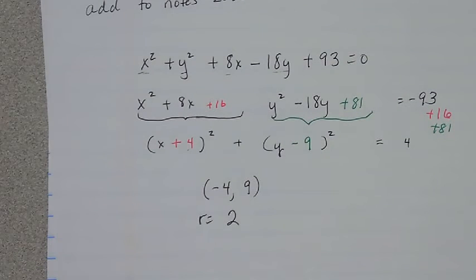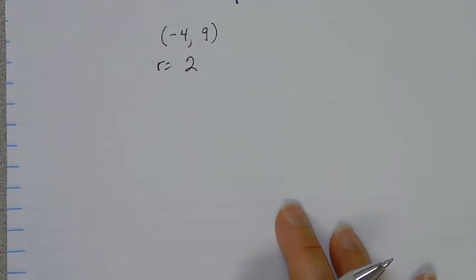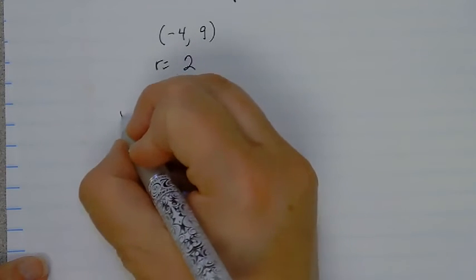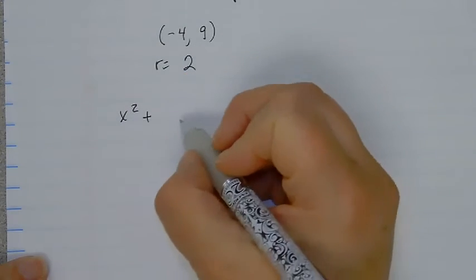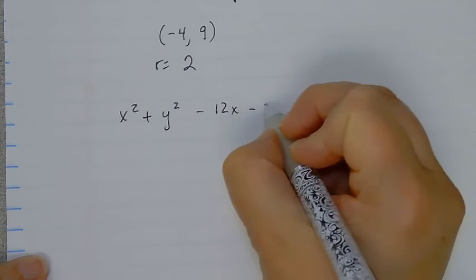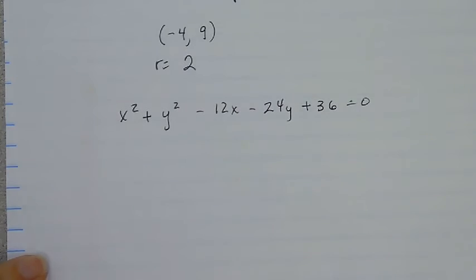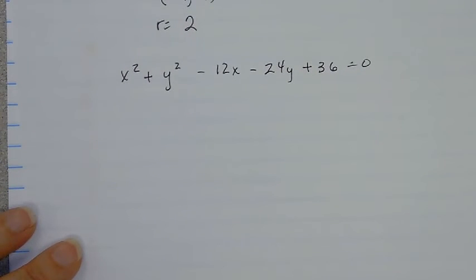Let's do another problem like that one. Let me see if I can find one here. Let's do this one. Let's go x squared plus y squared minus 12x minus 24y plus 36 equals 0. So I want to try to put this in the standard form of a circle.